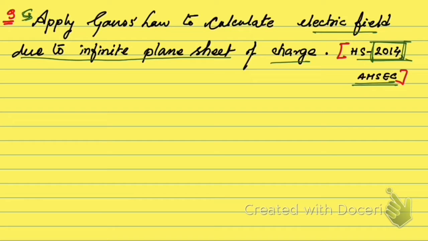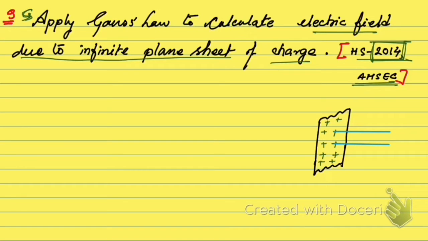Suppose we have a plane sheet which is charged, uniformly charged, and this is infinite plane sheet. Let me consider this is positively charged. This is uniformly charged. Surface charge density is suppose sigma here. So now in order to find the electric field due to this plane sheet, let me imagine a Gaussian surface. So cylindrical Gaussian surface like this.